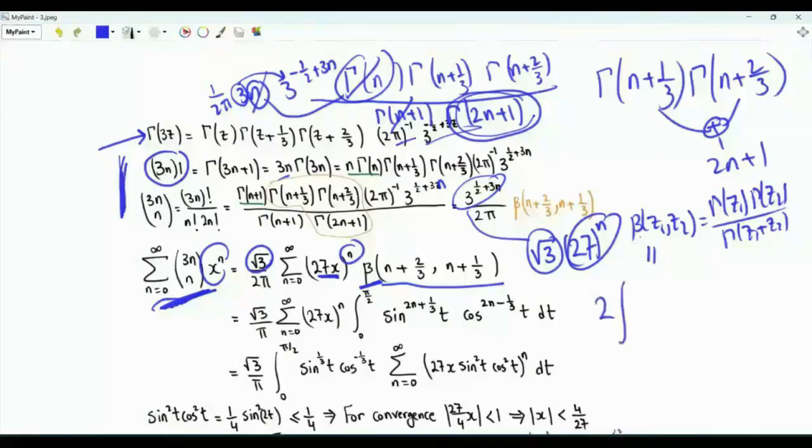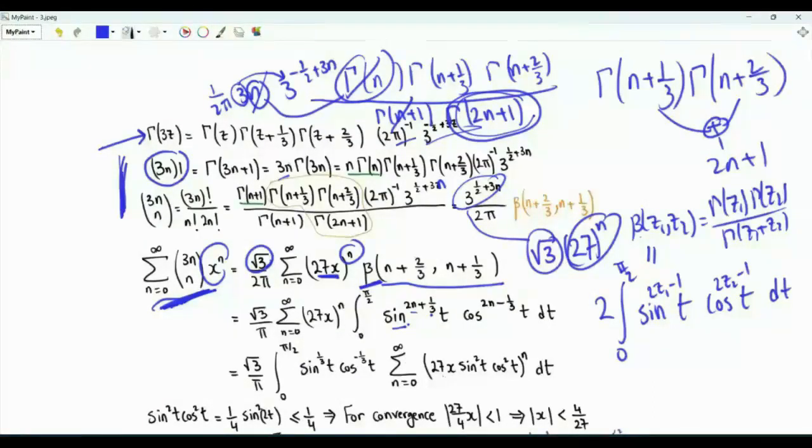Beta of z1, z2 is 2 integral t from 0 to pi over 2 sine t raised to the power 2z1 minus 1 cosine t raised to the power 2z2 minus 1. So here sine is raised to the power 2n plus 4 over 3 minus 1. That's 2n plus 1/3. Cosine is raised to the power 2n plus 2/3 minus 1. That's 2n minus 1/3. Swap the order of integration and summation.